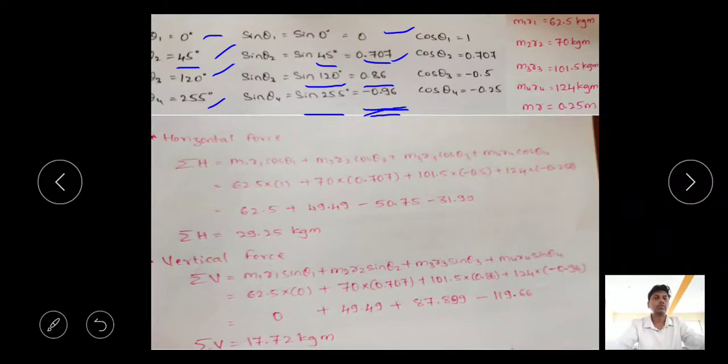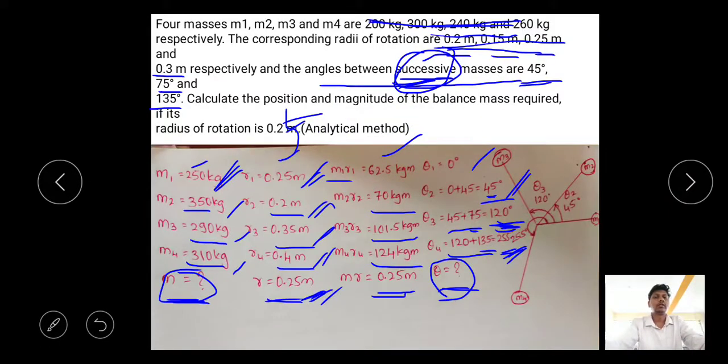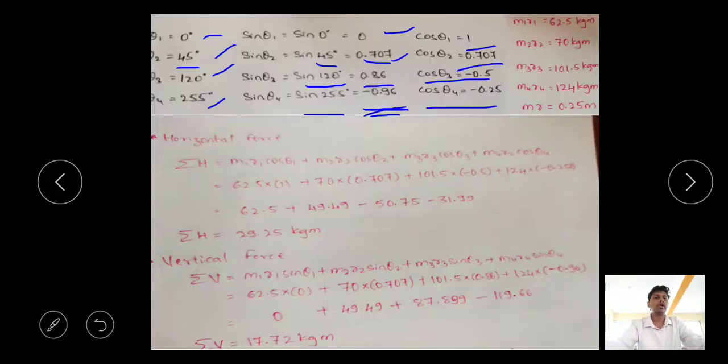Now cos of these values. Cos of 0 is 1. Cos of 45 is 0.707. Cos of 120 is minus 0.5. It is in minus. Next cos of 255 is minus 0.25. Now you just take M1 into R1, whatever the value you have considered here, 62.5, 70. All these 4 values we have noted here: M1 R1, M2 R2, M3 R3 and M4 R4, and M into R.